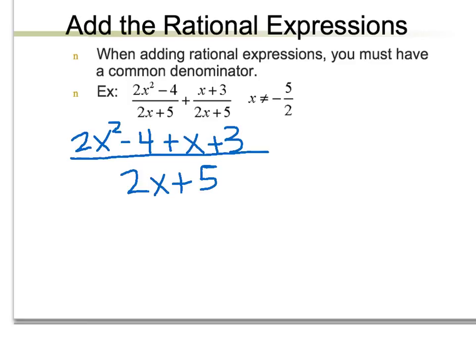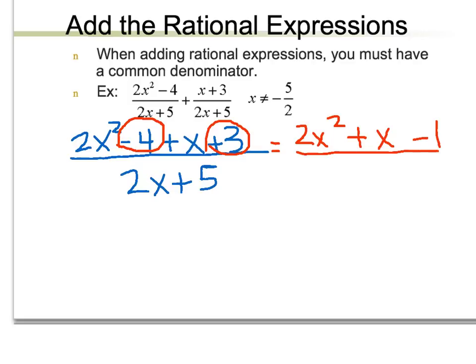Then if we can combine like terms, we're going to. And I notice that in my numerator I have a negative 4 and a positive 3. And when I combine those, that makes the numerator 2x squared plus x minus 1, all over 2x plus 5. Now, remember, I cannot divide this 2x squared by the 2x only. I have to factor, if I can, this numerator.